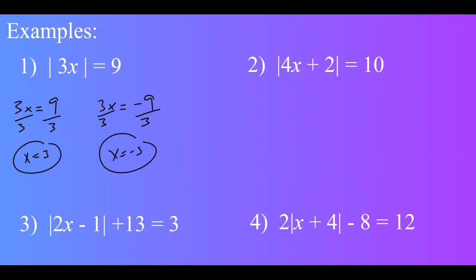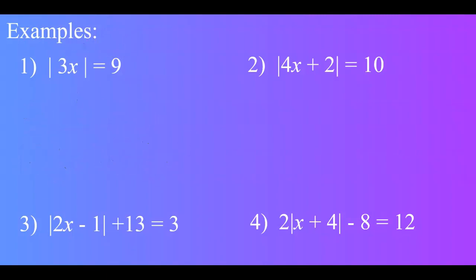So it's pretty obvious to see why these work, because if you put 3 in there, we get 3 times 3 is 9. We found the value of x that makes the inside be 9. The absolute value of 9 is 9. But if we plug in negative 3, we get 3 times negative 3, which is negative 9. So we found the value of x that makes the inside negative 9, but we know the absolute value of negative 9 is 9. So both of those answers work. Okay, number 2, once again, the absolute value is by itself.